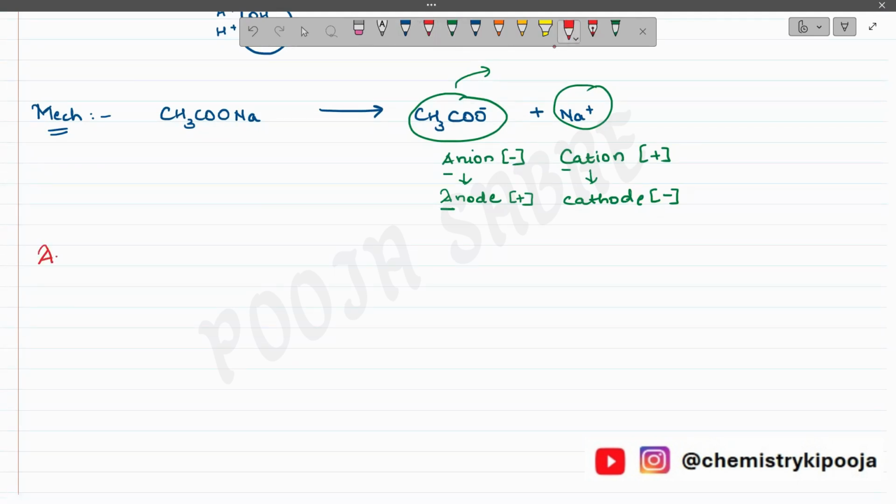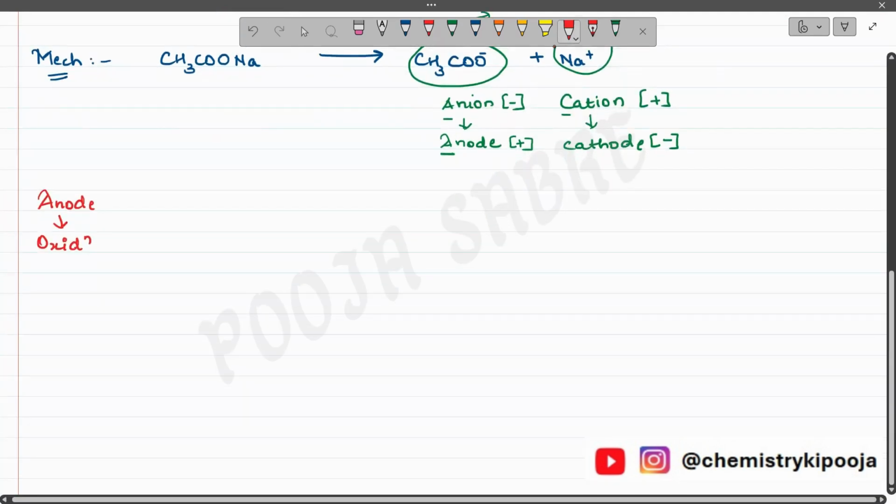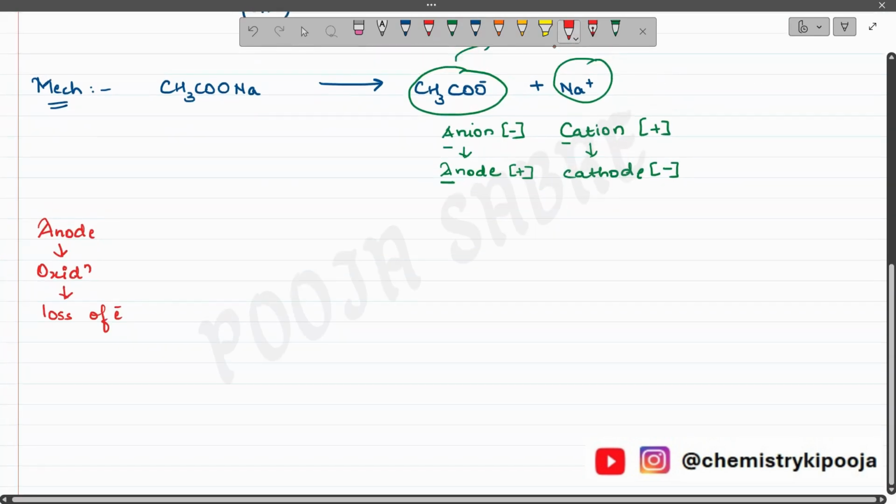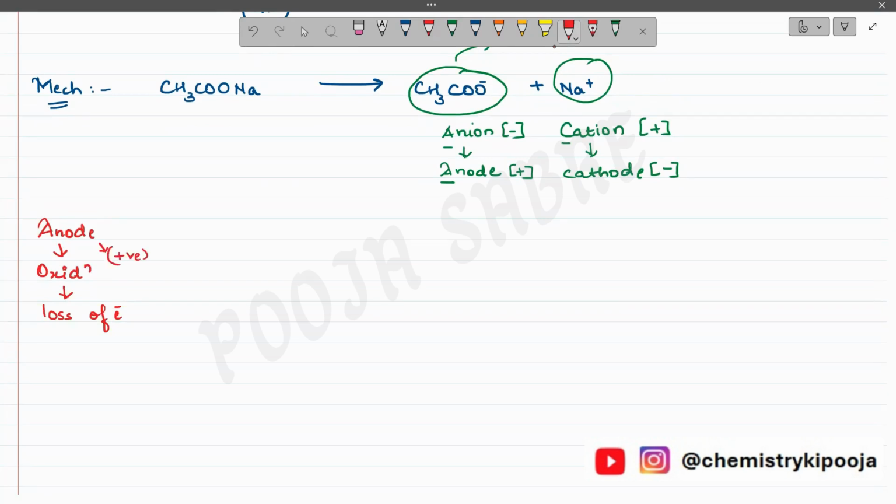Now, when I talk about the anode, since it undergoes oxidation, what is going to happen, students? There will be loss of electron, isn't it? Now, at the anode, which ion is going to get discharged? As I said, the anode has a positive charge, right? So towards the positive, the negative ions will go. And which are the negative ions? We have CH3COO minus. It will go towards the anode.